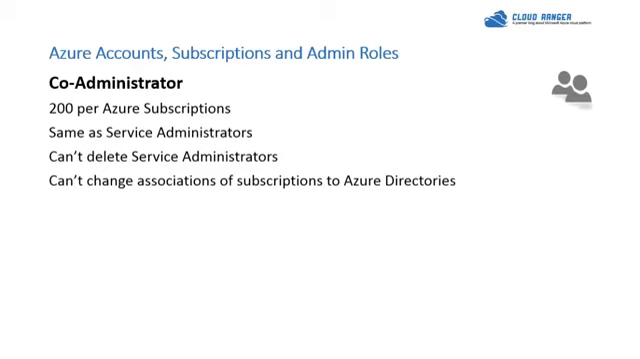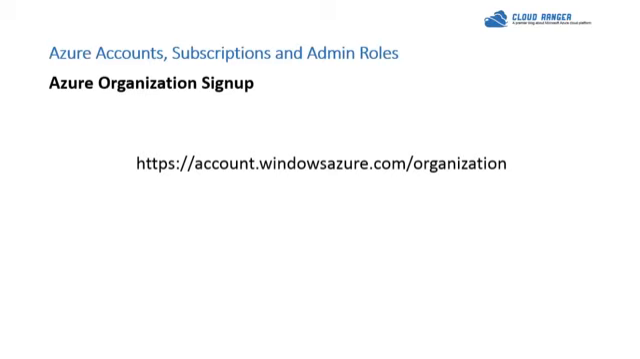And I'll show you how both are done, how you can sign up for Windows Azure using your personal account. And I'll also show you the portal where you go and you can actually do that for an organization. And the URL for that is account.windowsazure.com/organization. And you can view what we do there or what is a little different there.